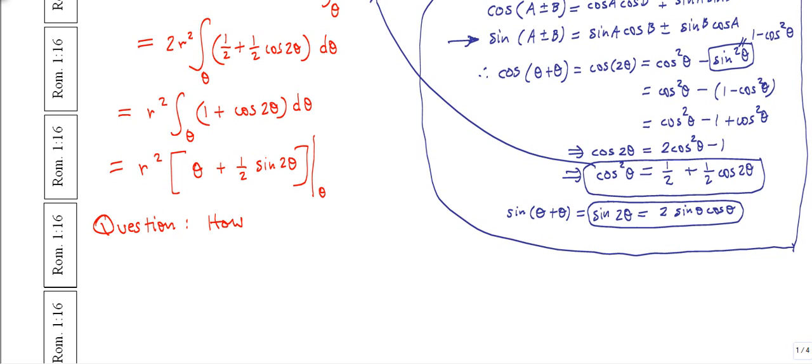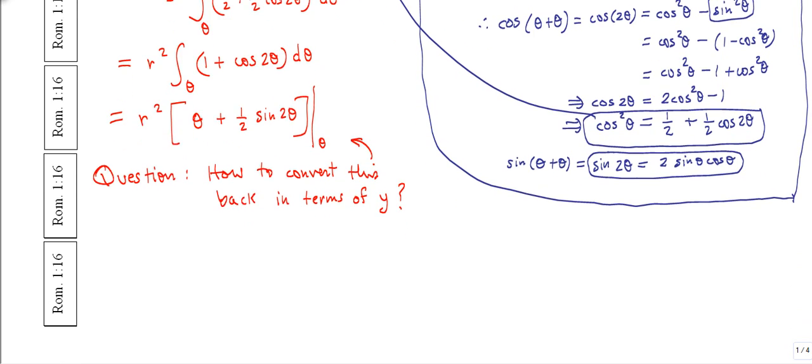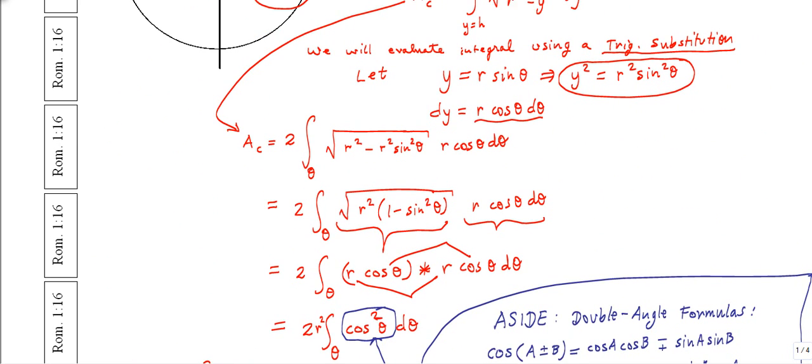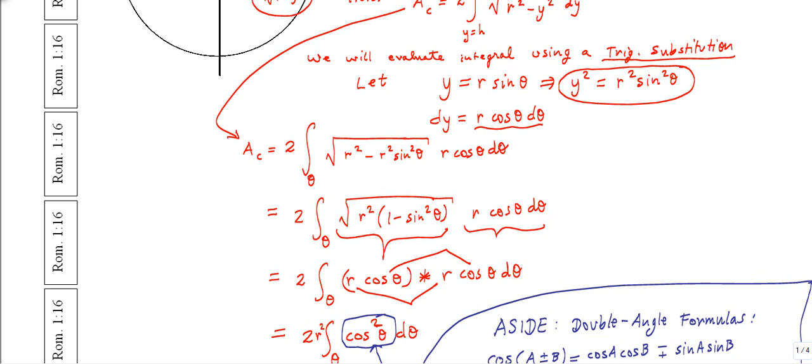How to convert this back in terms of y? And in fact, it's not too difficult to do that. What we do is we recall what we said y was in terms of theta, and here it is. We said from the very beginning that y equals r times sine of theta.